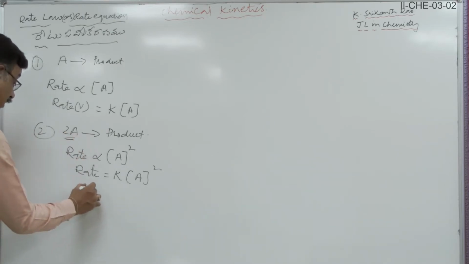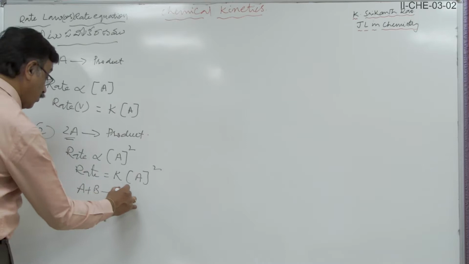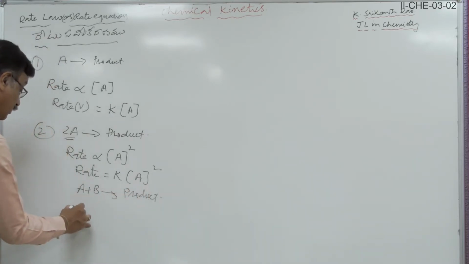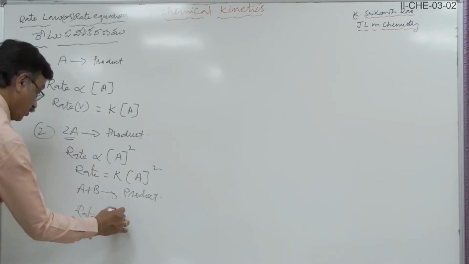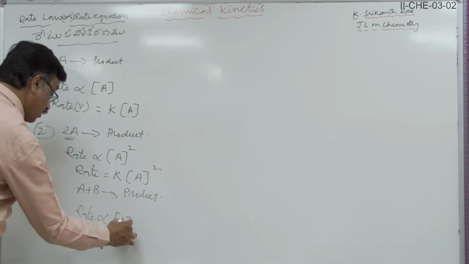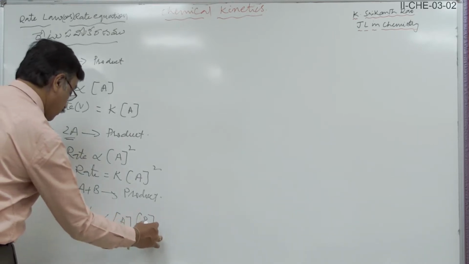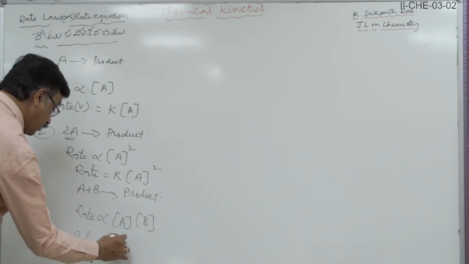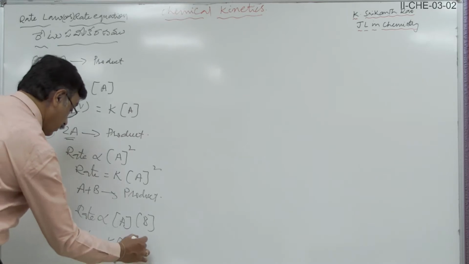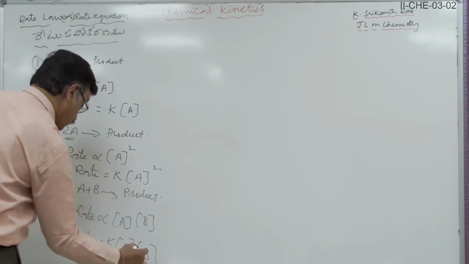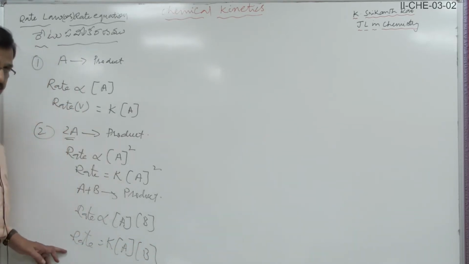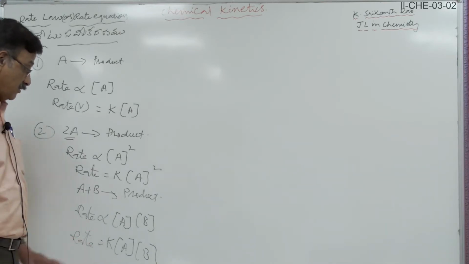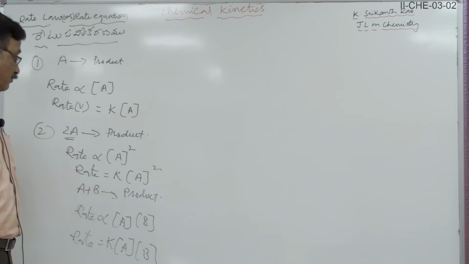Here A plus B giving rise to product. For this, rate is proportional to concentration of A and concentration of B. So rate equal to K into [A][B]. So this is another representation, where K is the rate constant. దీన్ని రేట్ సమీకరణం అని అంటాం.